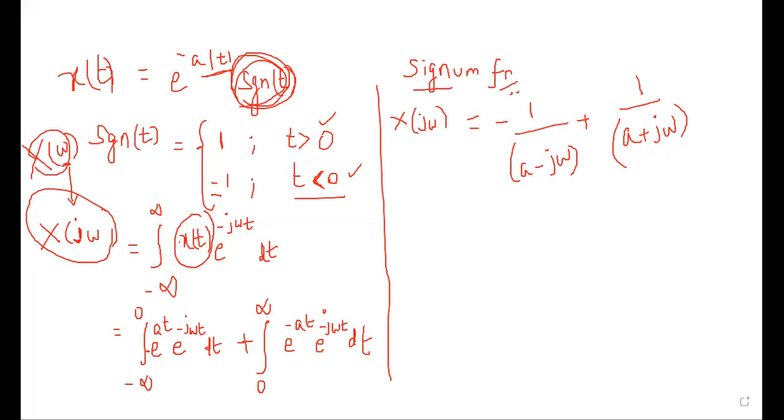Two A by A square plus omega square, ma'am. Okay, 2a by, just a minute. 2a, is it 2a? Minus, ma'am, 2j omega, minus, ma'am. 2j. Okay, minus 2j, correct? Omega by A square plus omega. Very good. This is the answer. Okay.